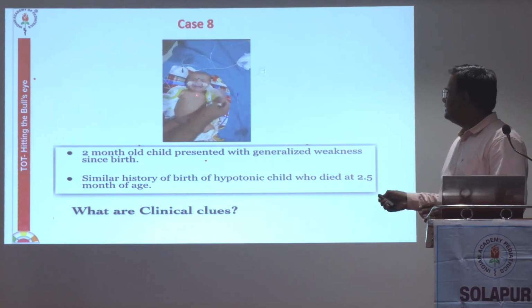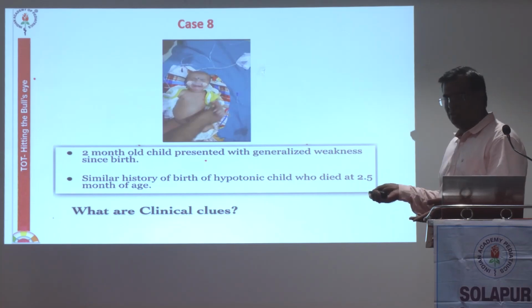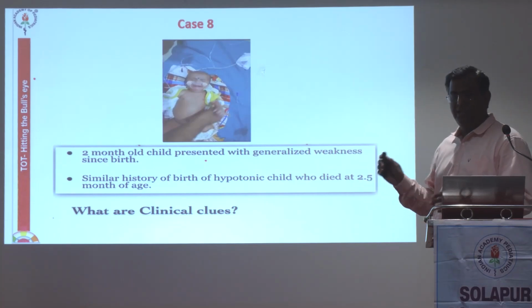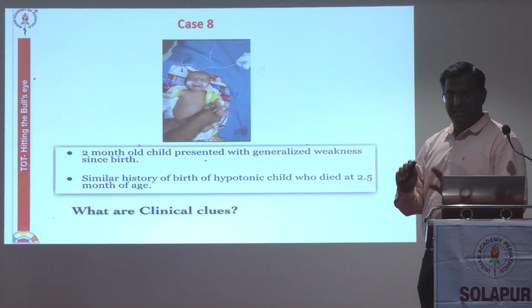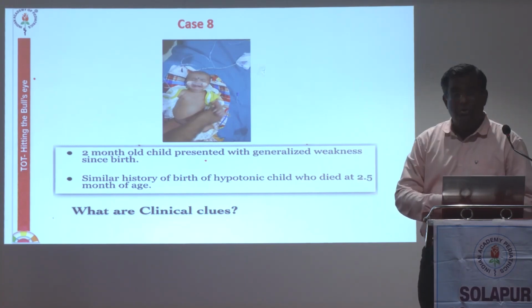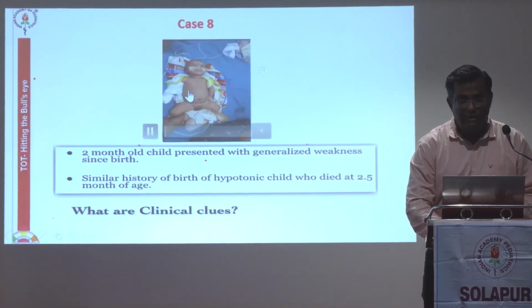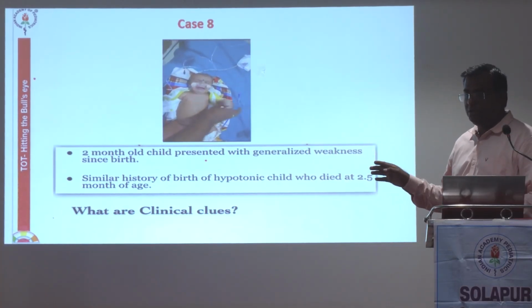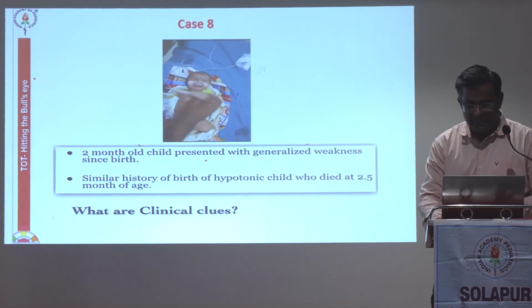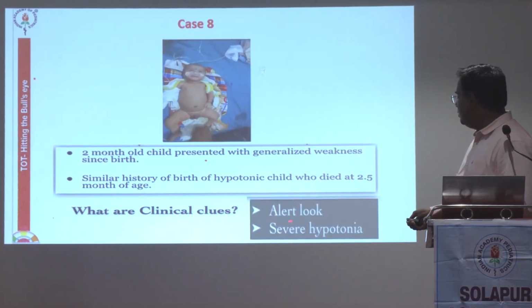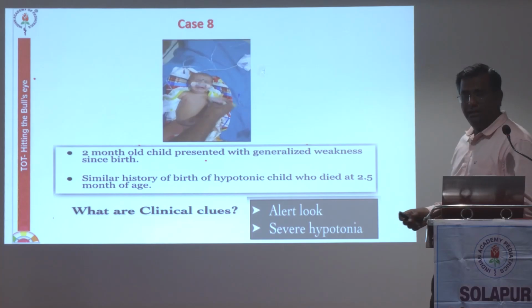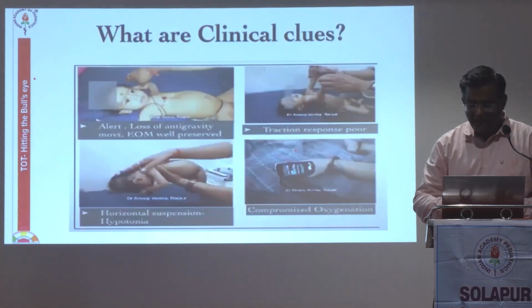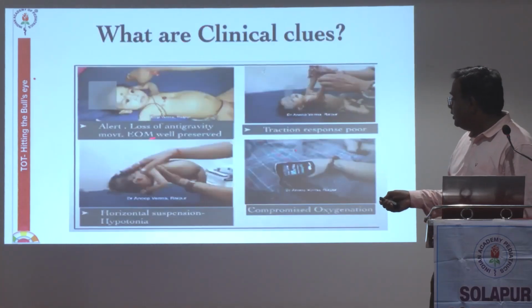Tongue fasciculations? He is crying, so we can't comment on the tongue fasciculation. Tongue fasciculation we have to see when the child is calm. Alert look. There is no facial weakness or extraocular movement involvement. Okay, so what are the clinical clues? Or the diagnosis we have already guessed, but what are the clinical clues? Alert look. It's severe hypotonia. So we can keep as a clinical clue the alert look and loss of anti-gravity movements.